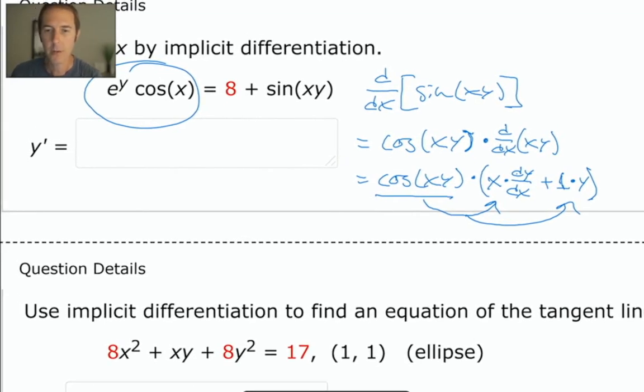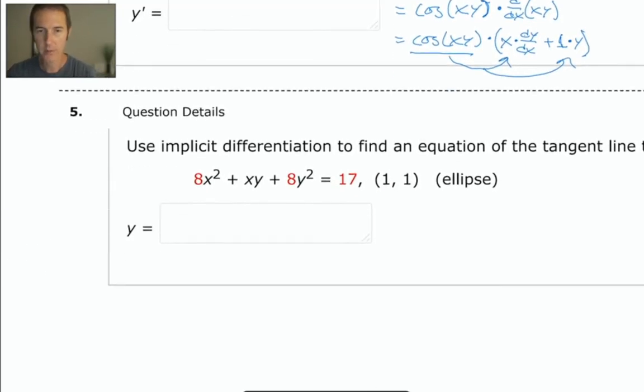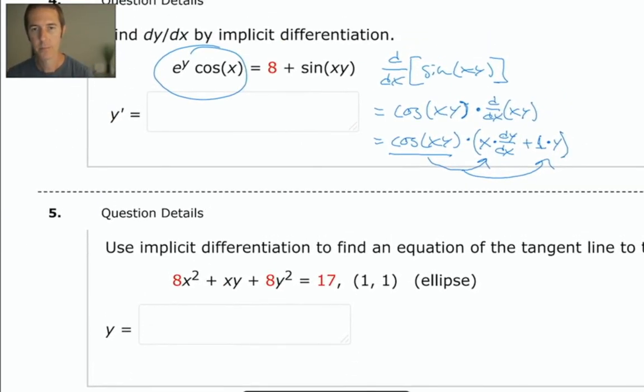Get all of your dy dx terms over to one side of the equation. Factor dy dx out of those terms, and then divide the leftovers back over to the other side of the equation, away from the dy dx. That is how you're going to isolate the dy dx.